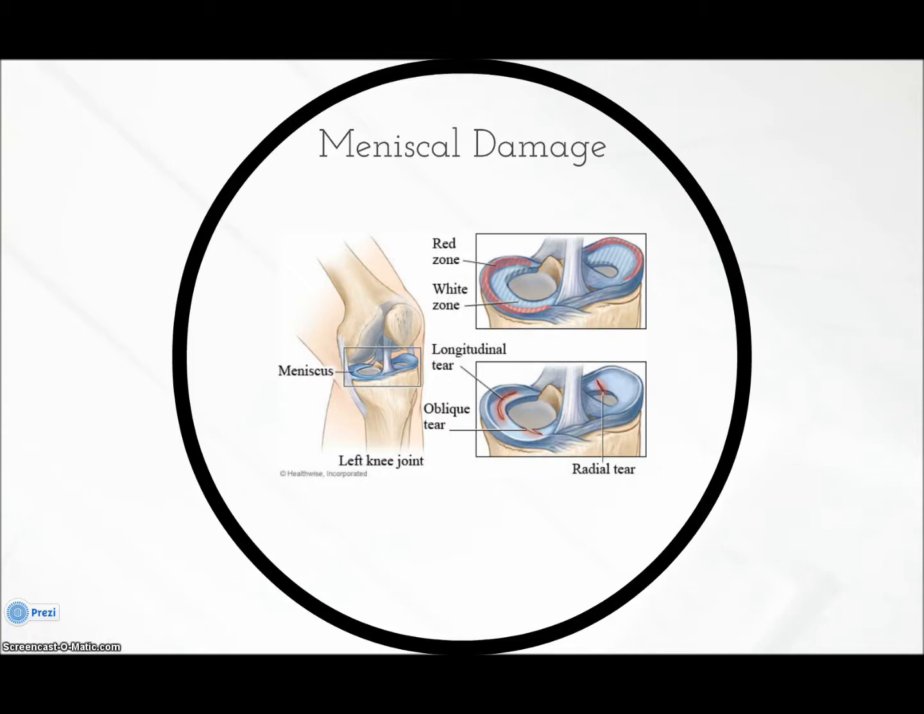Something unique about cartilage is that there's not a whole lot of blood flow to it. You can see the red zone and the white zone. Red zone is a part of the cartilage that does have a small amount of blood flow and does have some capability to repair itself. The white zone, where you can see the longitudinal tear, the oblique tear, and the radial tear in the lower part of the picture, those injuries will not typically heal themselves.